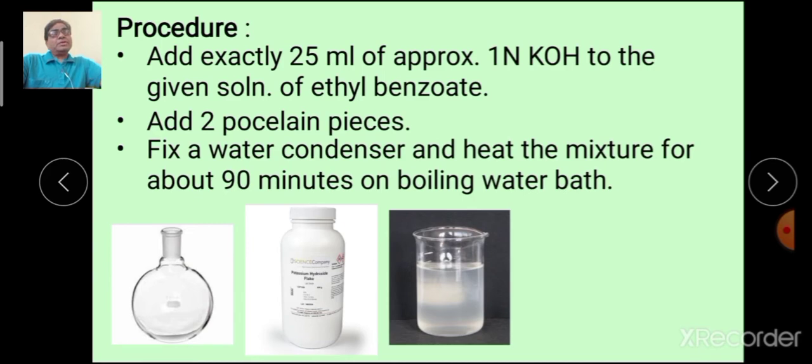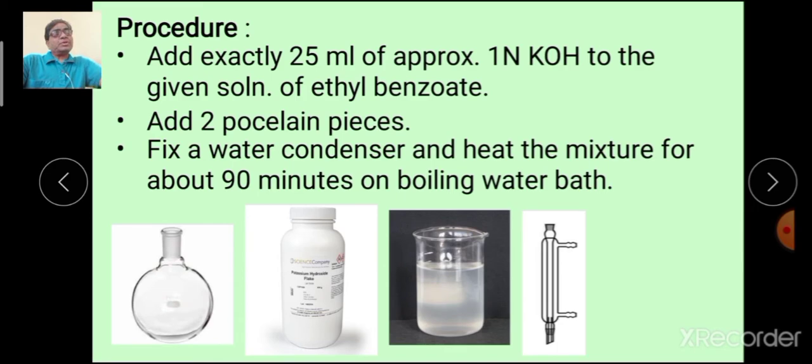Then fix a water condenser to the flask and heat for about 90 minutes on boiling water bath. You have to heat the total reaction mixture on water bath for 90 minutes. Okay, this is the condenser, water condenser. This is the inlet of water, while this is the outlet for water. This condenser is fixed to this flask.